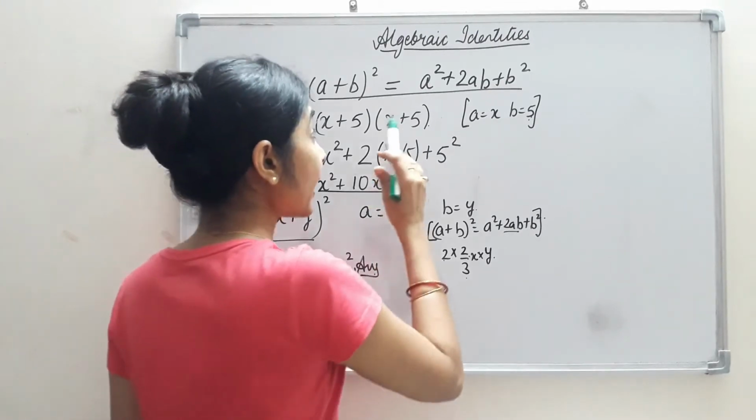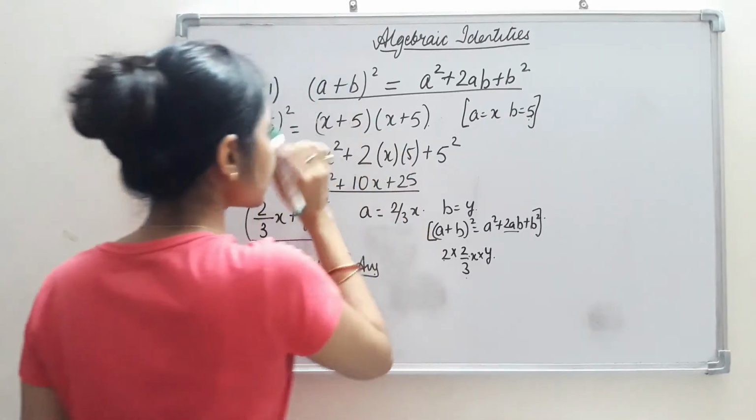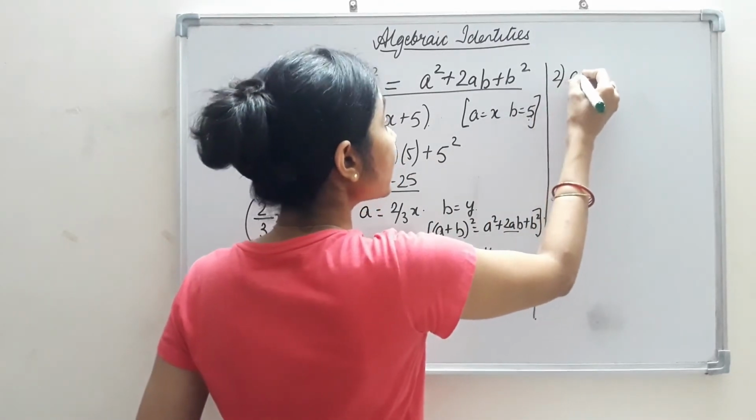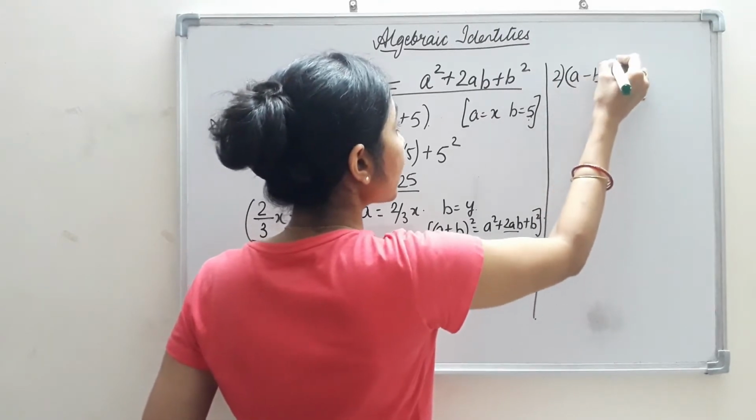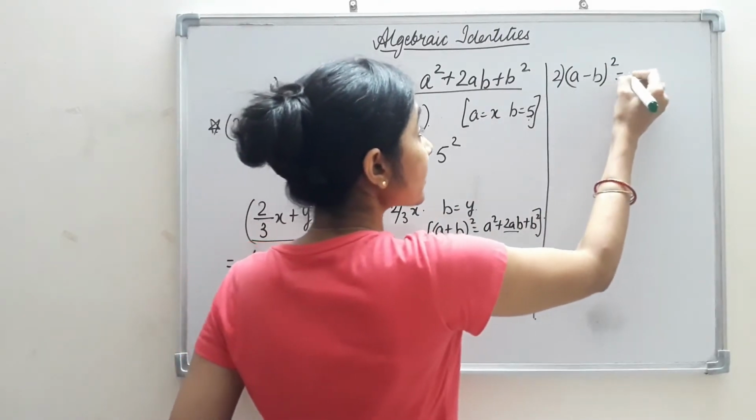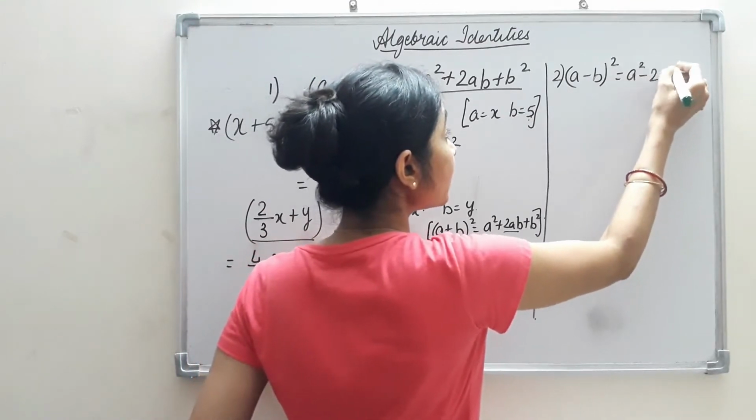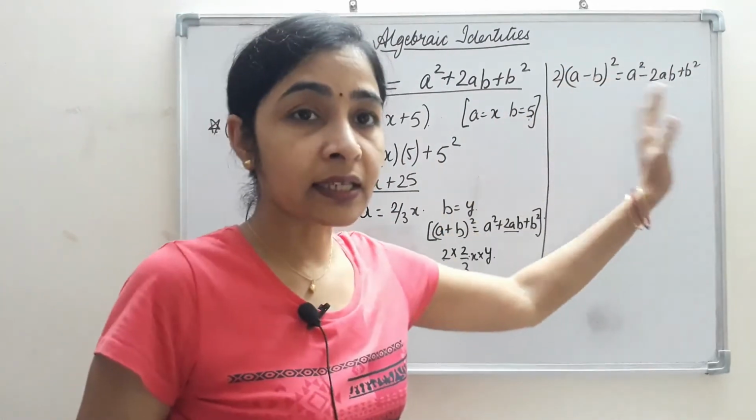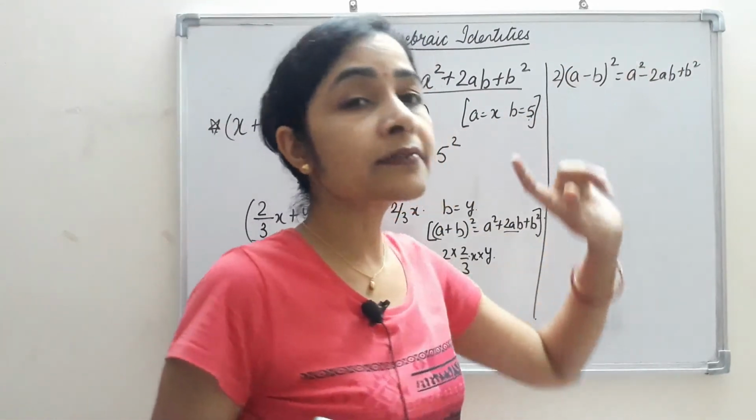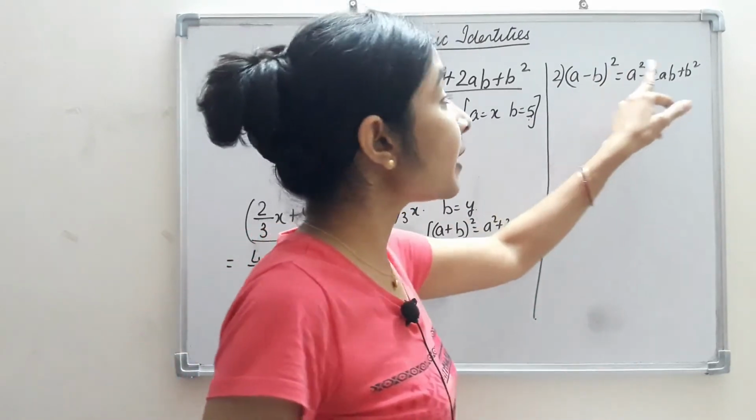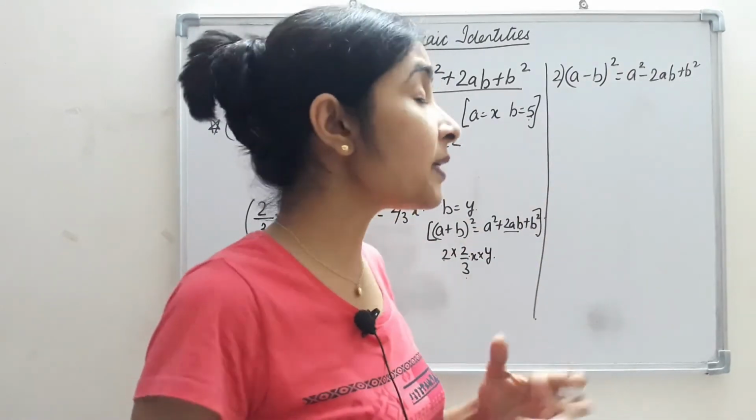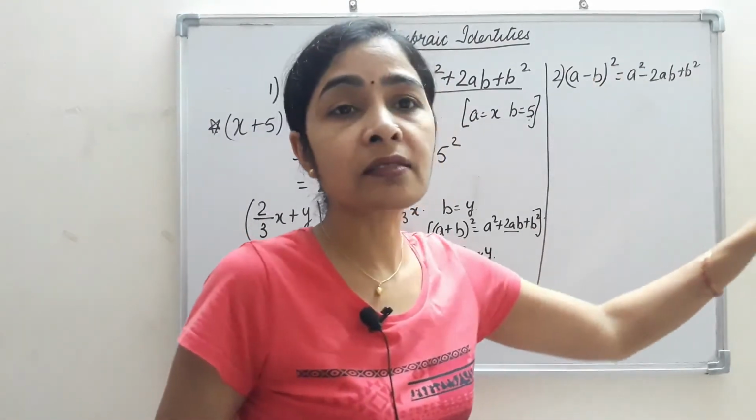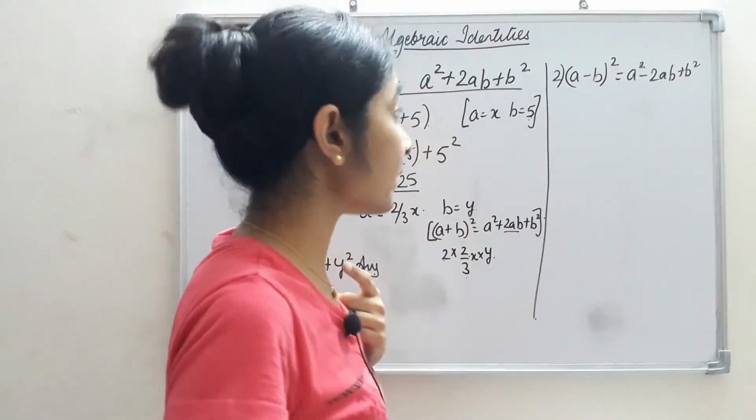Similarly, this was our first identity. If I write the second identity here, then the second identity is the same, but the sign is different here. That means a minus b whole square gives us a square minus 2ab plus b square. a multiplied by a gives us a square, a multiplied by b gives us minus ab, again b multiplied by a gives us minus ab, so minus ab and minus ab gives us minus 2ab, and minus b into minus b gives us b square.